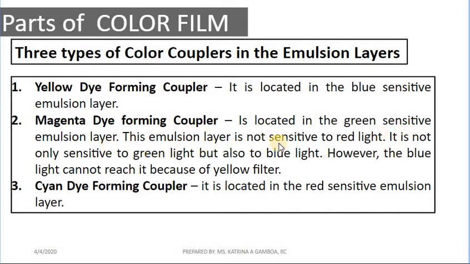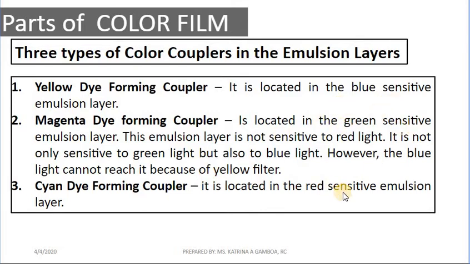layer. This emulsion layer is not sensitive to red light. It is not only sensitive to green. It is sensitive to green light but also to the blue light. However, the blue light cannot reach it because of the yellow filter. And then we have the cyan dye-forming coupler located in the red-sensitive emulsion layer.